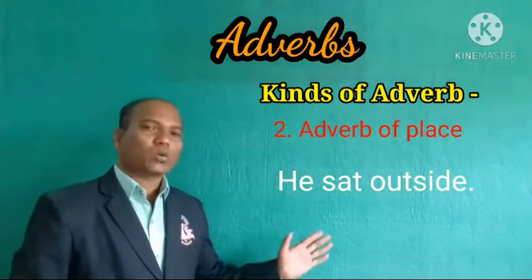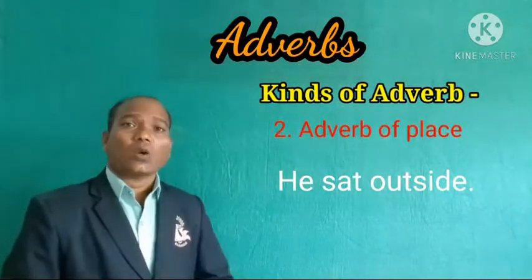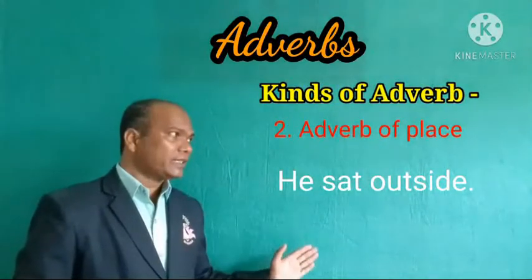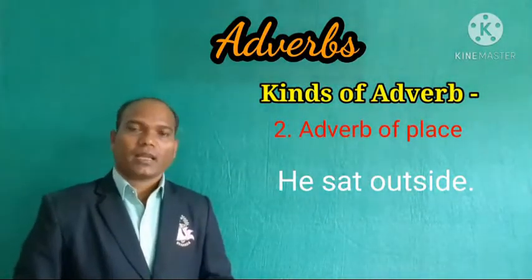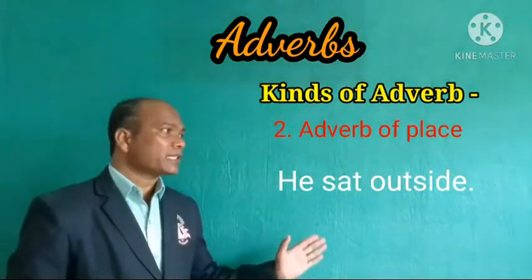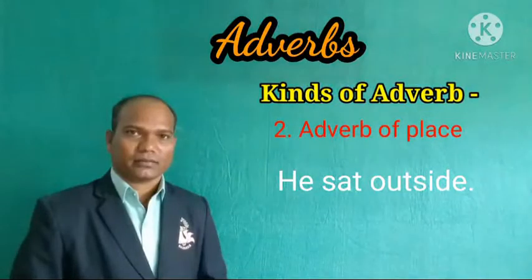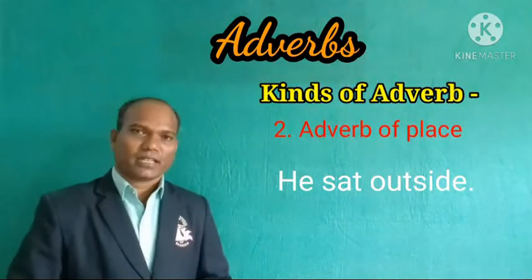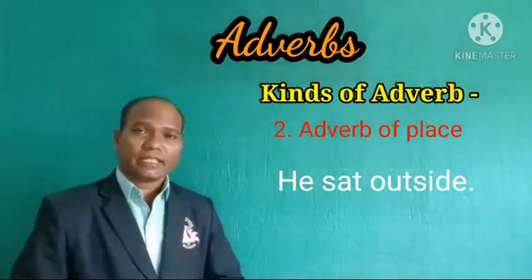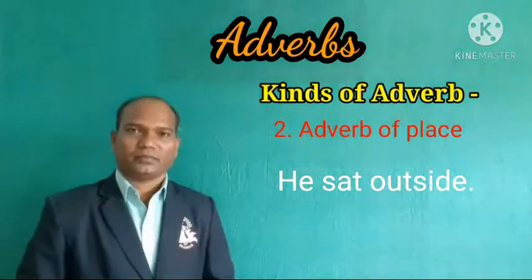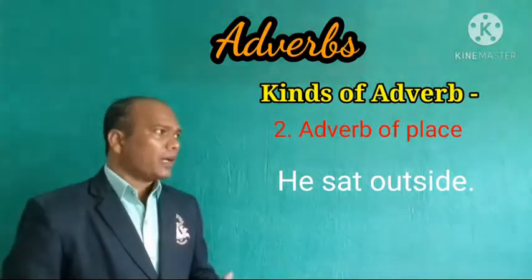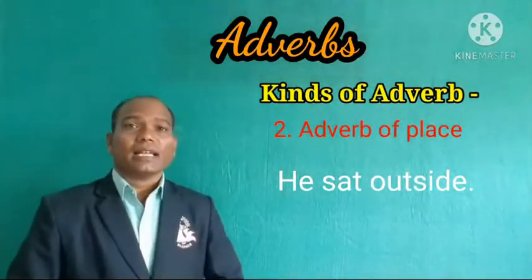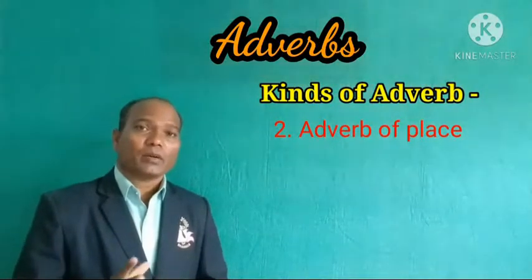He sat outside. Here, in this example, the word outside is an adverb of place because it shows the place where an action takes place. It also answers the question where. For example, where did he sit? Answer: outside.